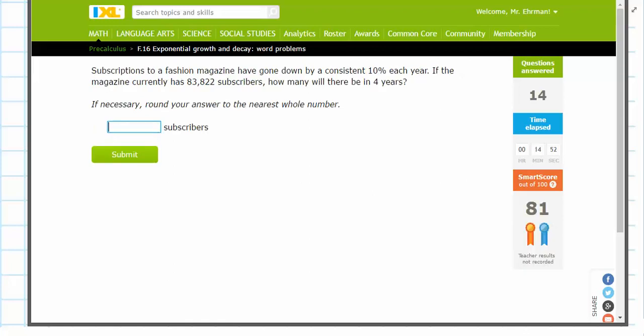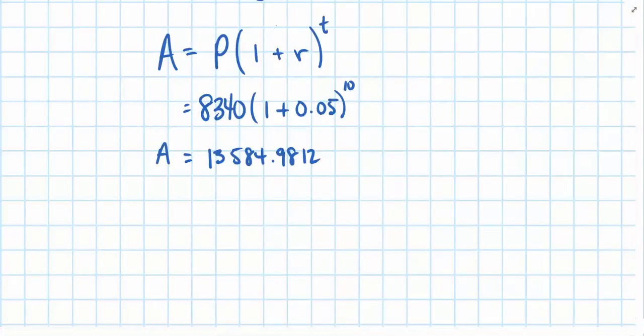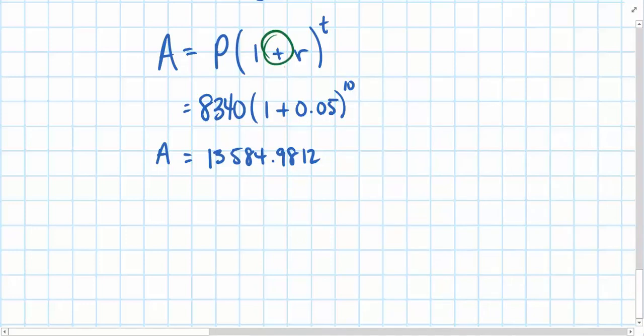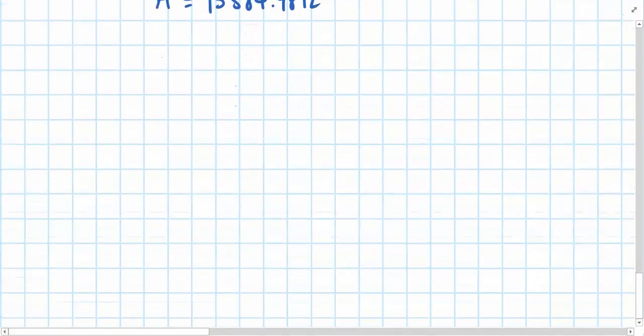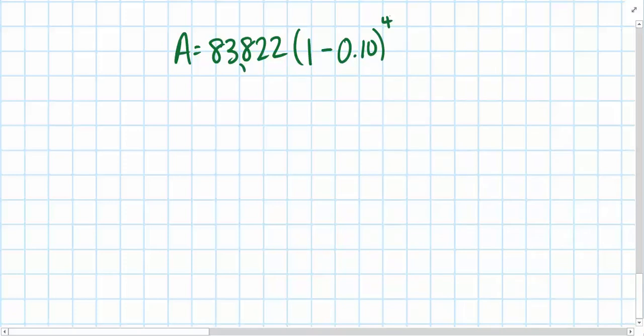Okay, so I made it to 81 points after 14 questions, and it looks like this is the first significantly different problem. This time we're seeing an example where a number is going down by a value. So in that case, we can accomplish that by, instead of adding our interest rate, changing this to a subtraction. Therefore, if we had 83,822 subscribers, and the subscription was decreasing by 10% each year for 4 years, let's use a subtraction sign instead and calculate what the end result would be.